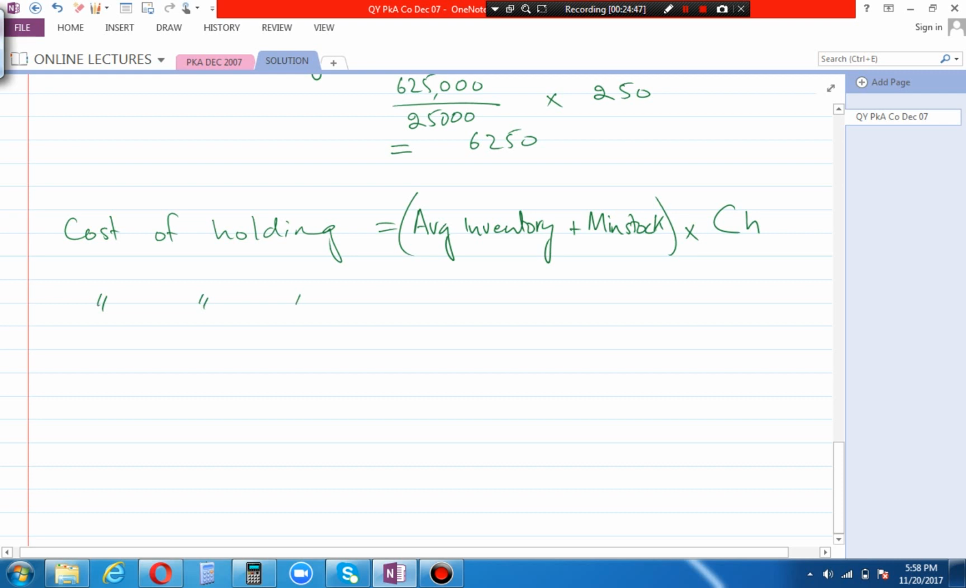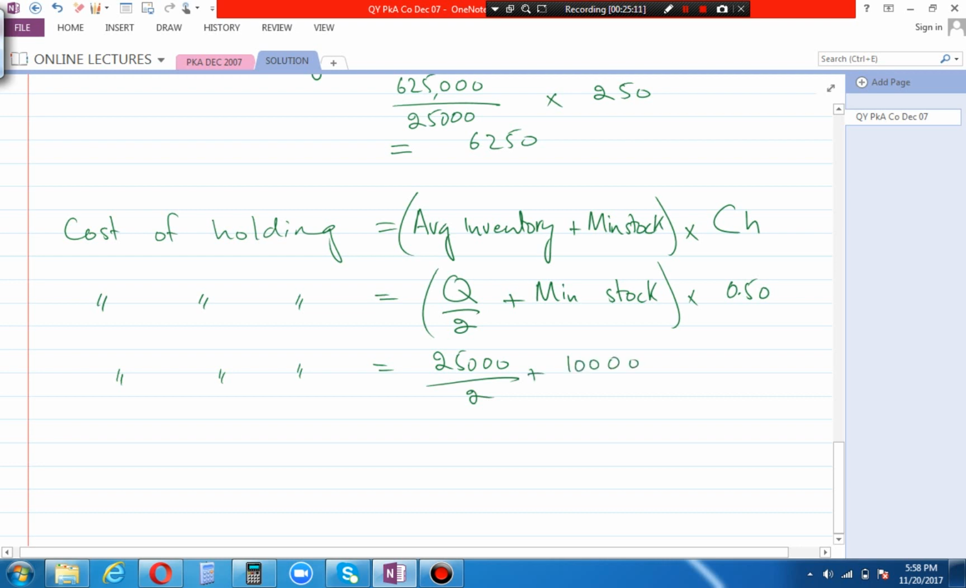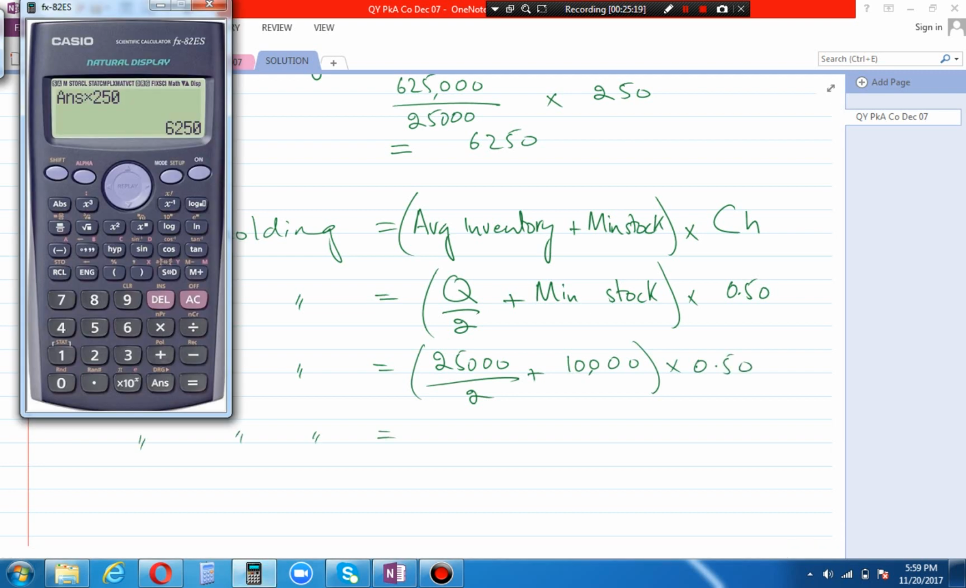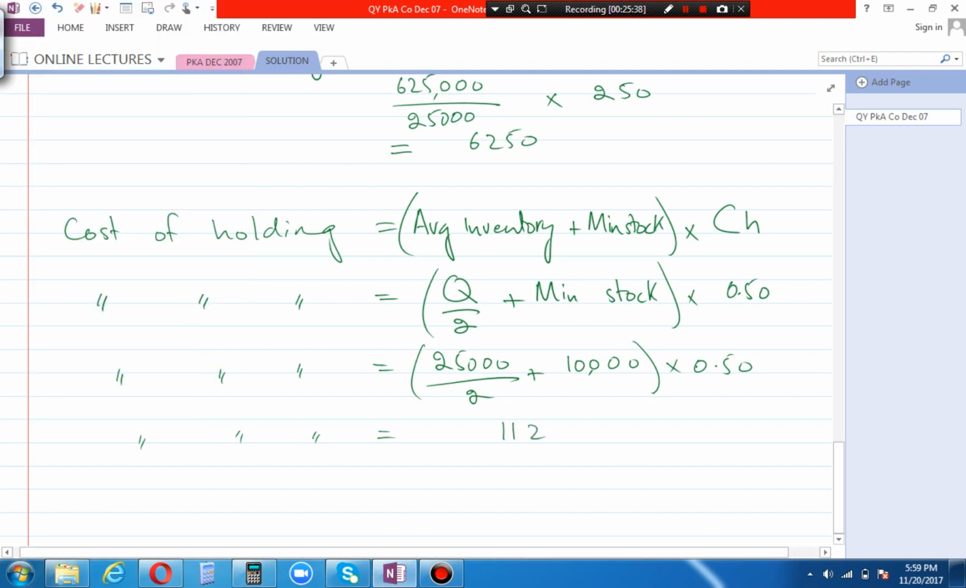So cost of holding is average inventory, which is quantity divided by 2 plus minimum stock. You already calculated that was 10,000. Cost of holding one unit for 1 year would be half a euro. This time quantity is 25,000 divided by 2 plus minimum stock of 10,000 multiplied by 0.5, and this would cost you 11,250 euros.